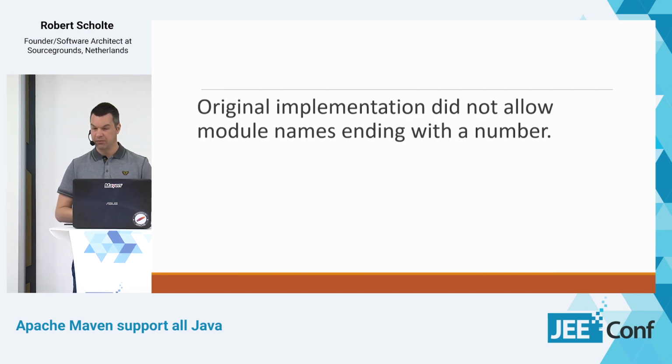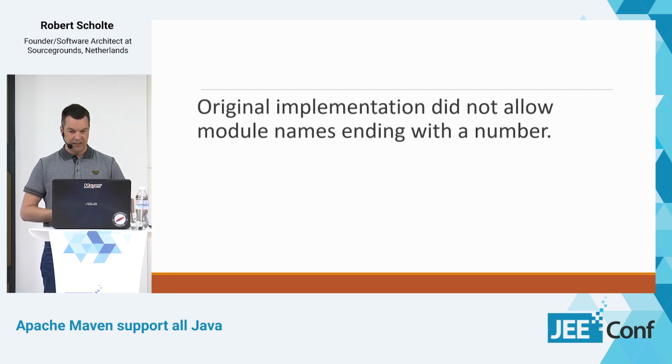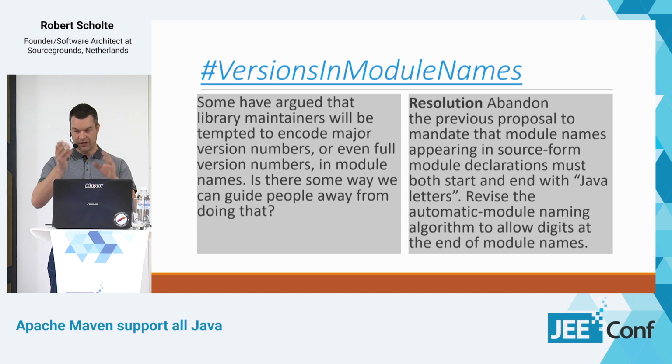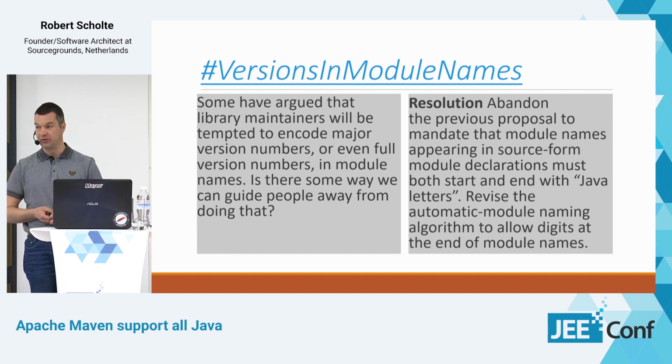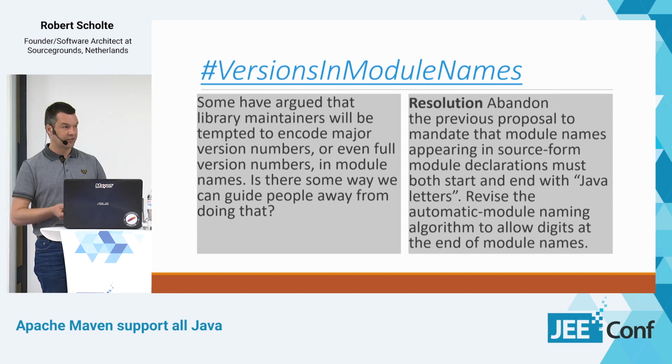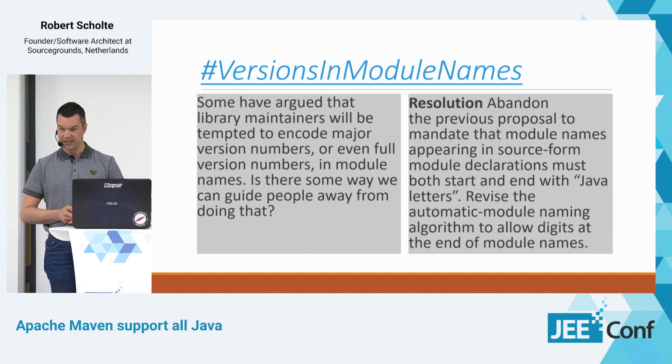So like I said, the original implementation did not allow module names to end with a number. And this has been changed. So now it says, OK, we're going to allow it as long as people don't use it as a version number. But that's not something you can check. It is just that they specified it like this.